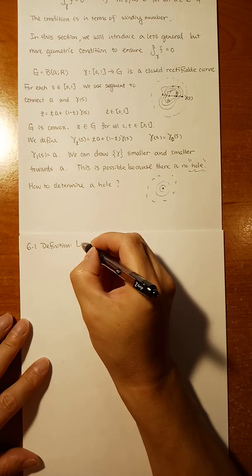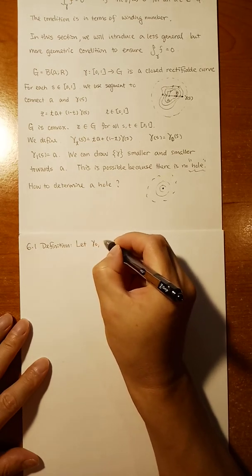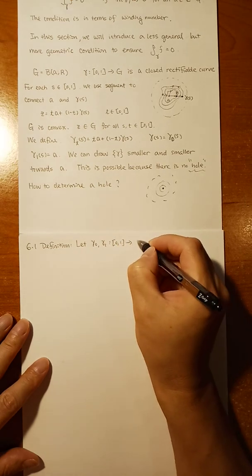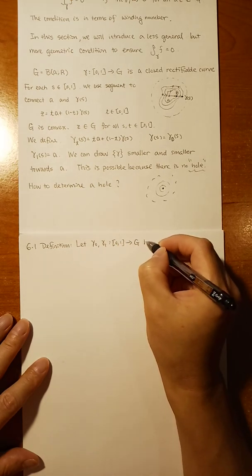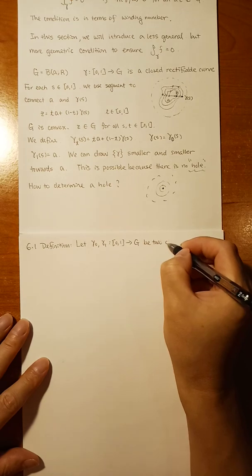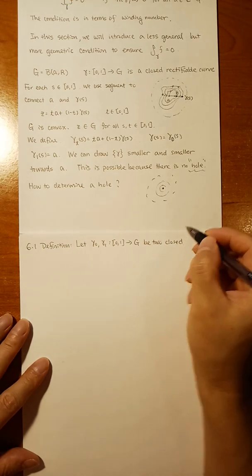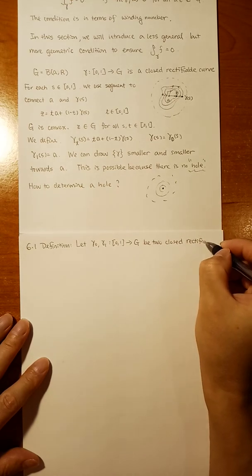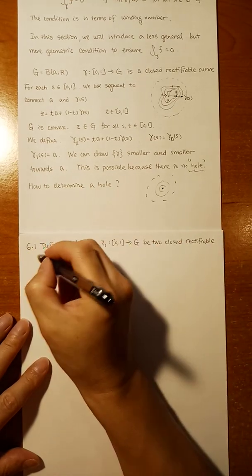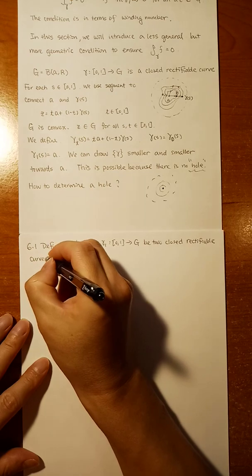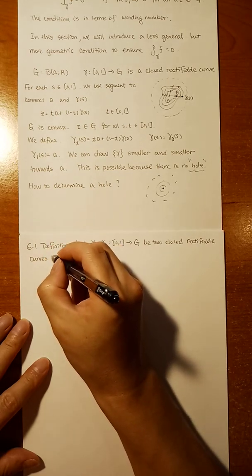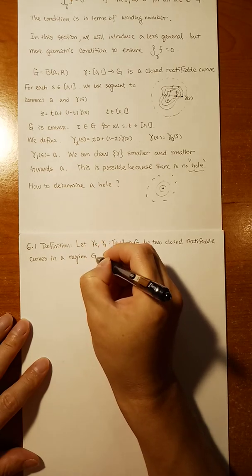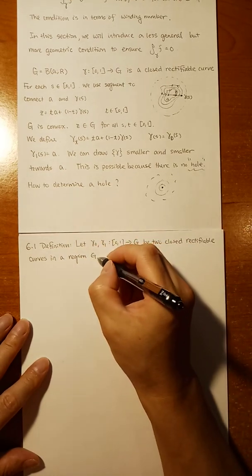So let gamma 0, gamma 1, both from [0, 1] to G, be two closed rectifiable curves in a region G.